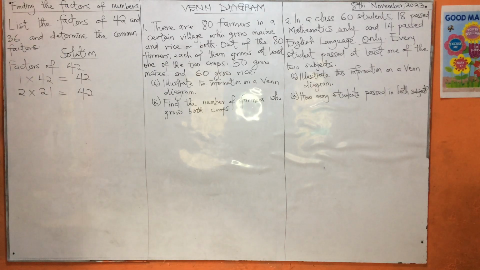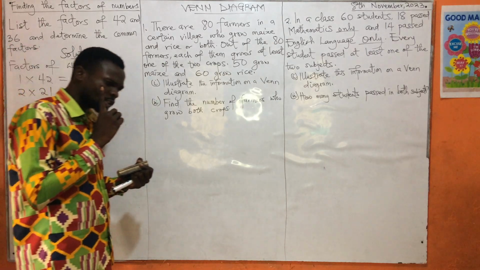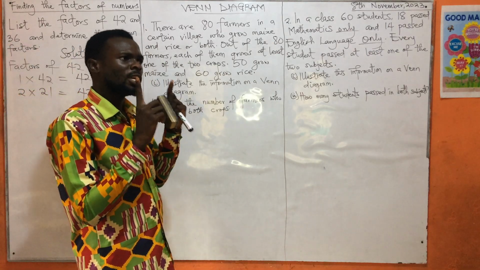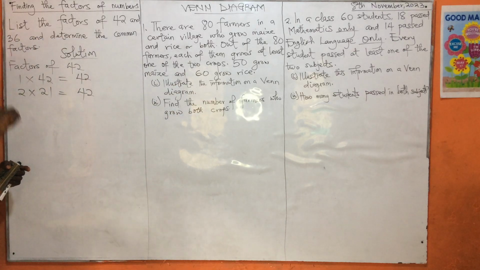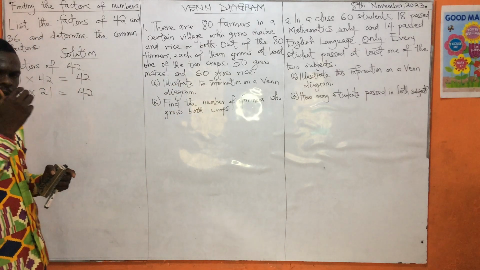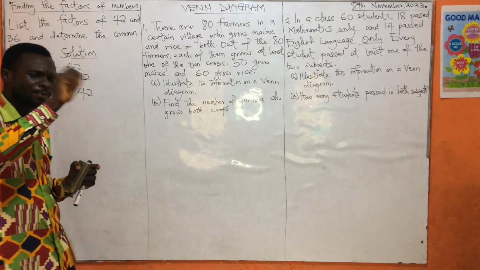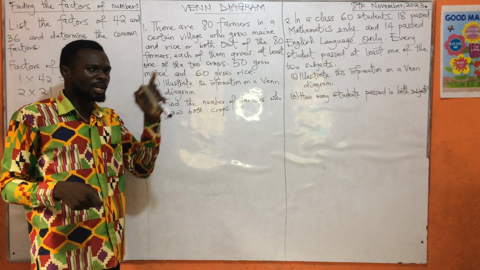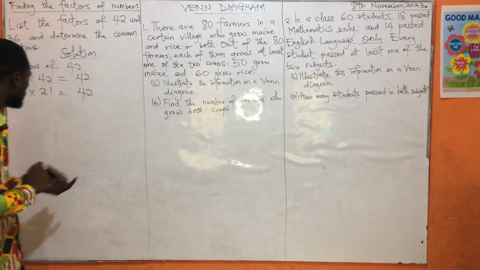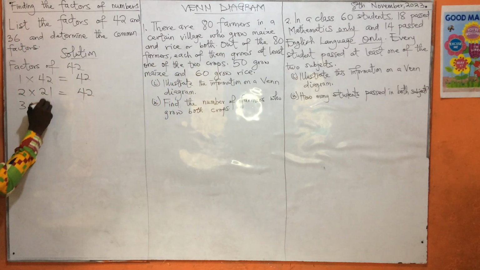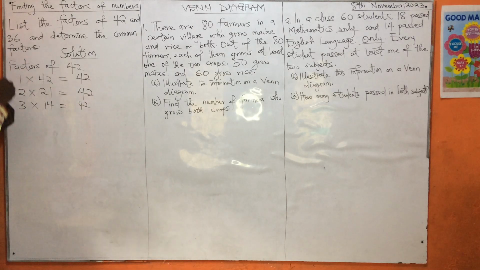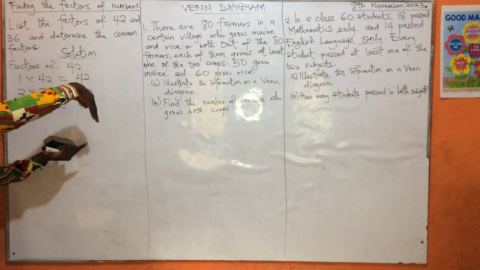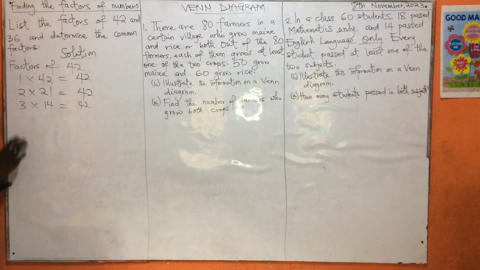Then from 2, we go to 3. So let's ask ourselves, 3 times what number will give us 42? If you multiply 3 times 14, that is going to give us 42. So 3 times 14 will give us 42. Then it means 3 and 14 are factors of 42.